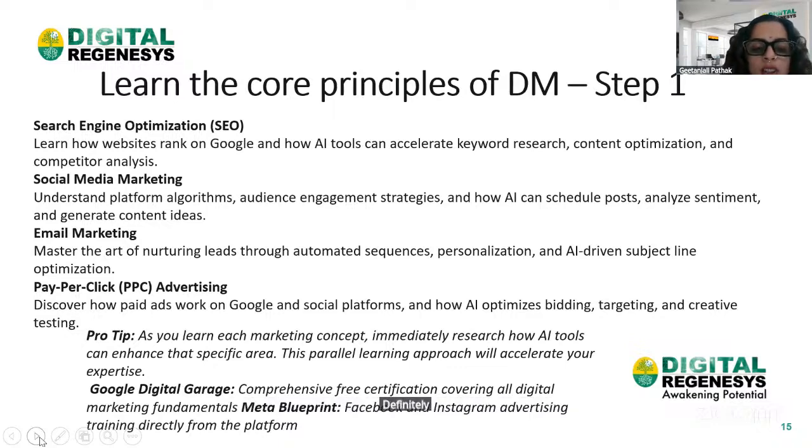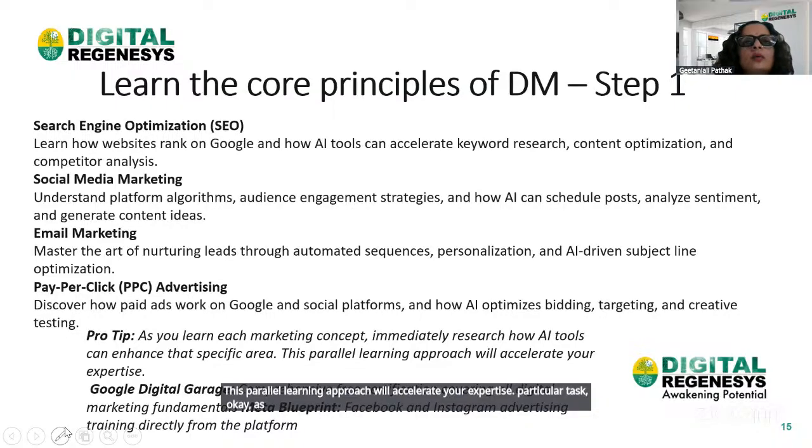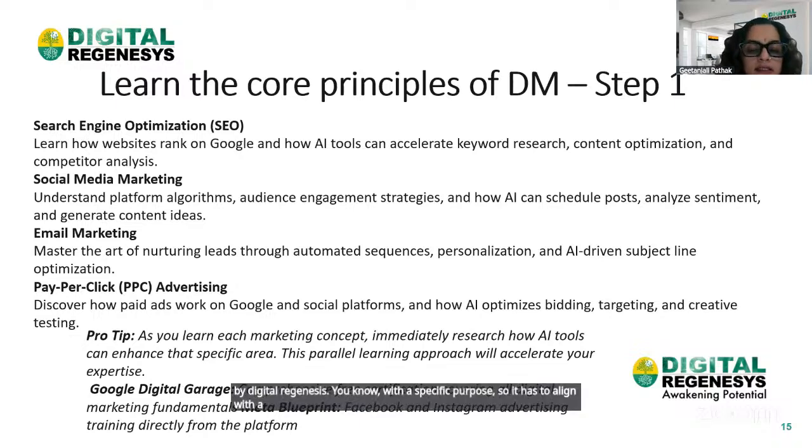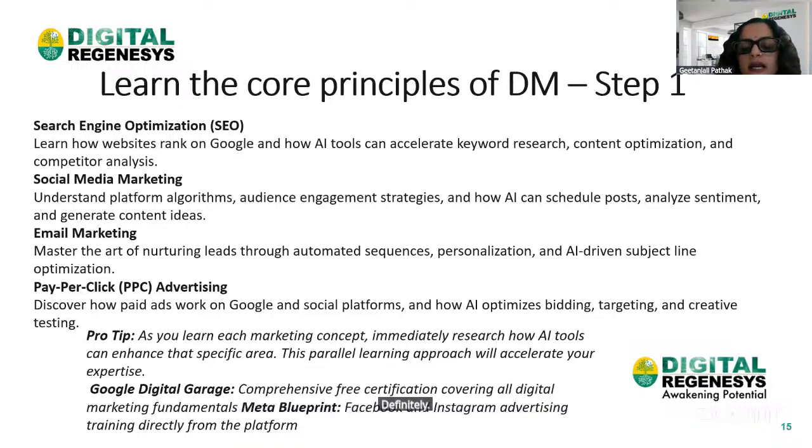Definitely, as you learn each marketing concept, immediately research how AI tools can enhance that specific area. This parallel learning approach will accelerate your expertise. Any particular task, as a digital marketer, you require. Like today, if I know that there is a webinar conducted by Digital Regenesis, with a specific purpose, it has to align with a specific need. Definitely, that need will have an AI intervention because I want to quick fix certain things.